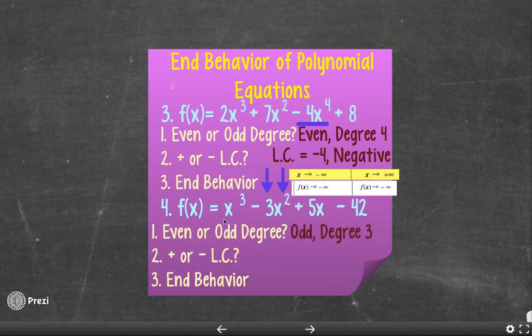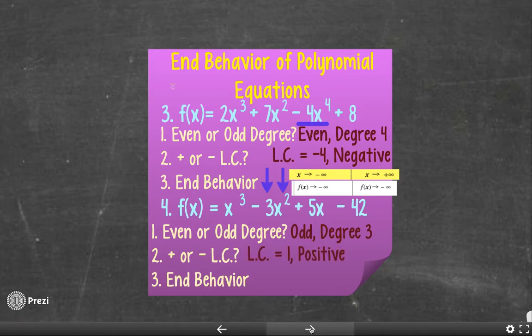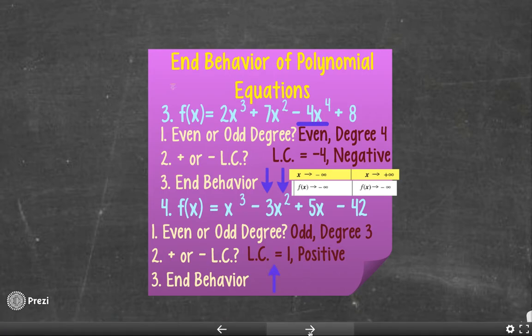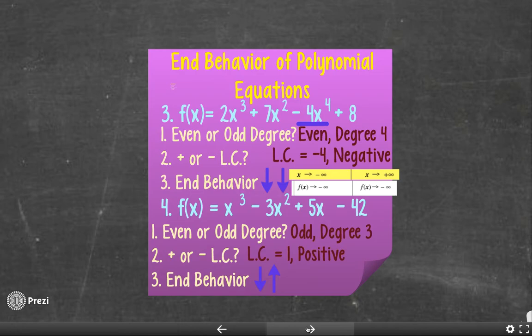My leading coefficient, well, I don't see anything in front of my x to the third. So secretly, there's a 1 hiding out there. And 1 is a positive number. So my leading coefficient is a positive number, and it's an odd degree. So my end behavior, it helps if you guys kind of know the arrows and where they're pointing. Since it's a positive leading coefficient, that tells me my final arrow is going to be pointing up. And since it's an odd degree function, the arrows point opposite ways, which means my first arrow points down.